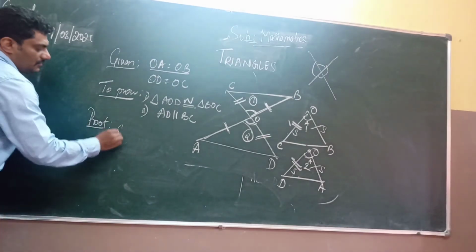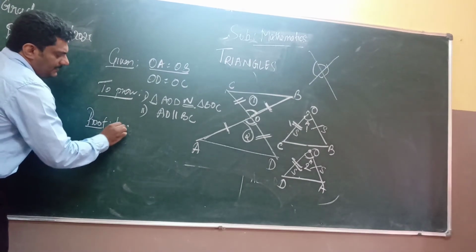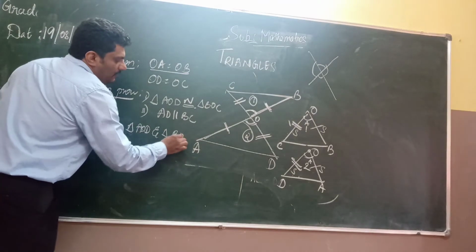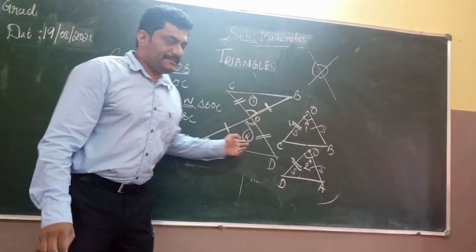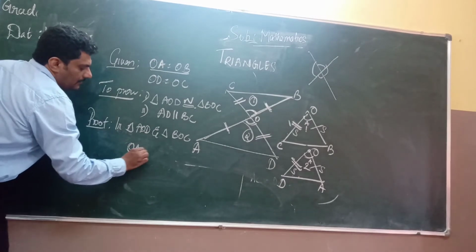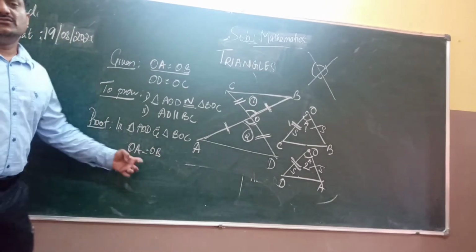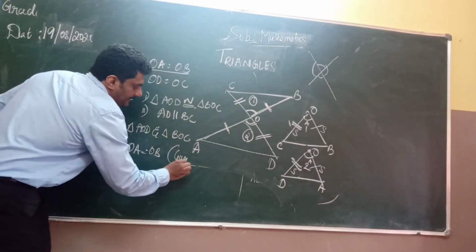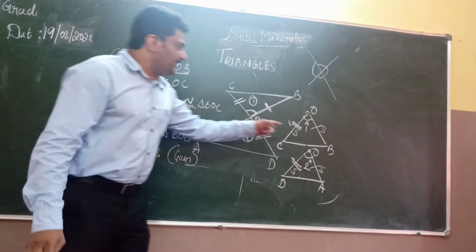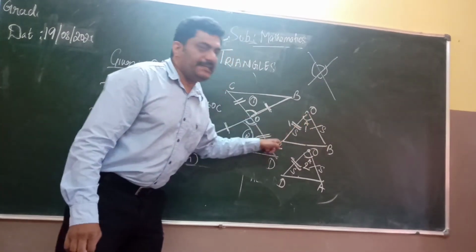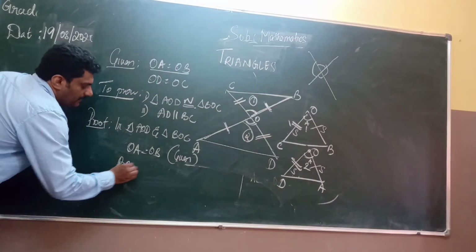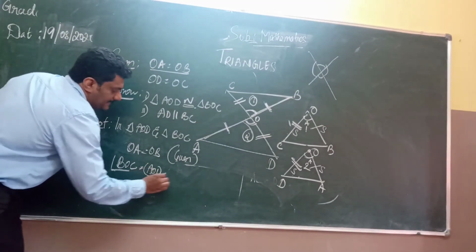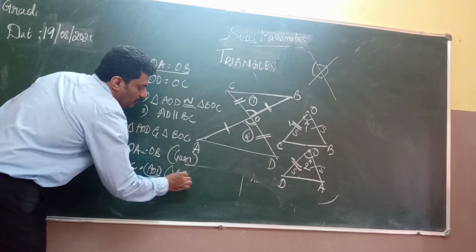You can start with OA in triangle AOD and triangle BOC. That means in these two triangles, OA is equal to OB. How do we know these two are equal? Because it is already given in the question. So in the bracket, write given. Now the next one we checked was angle BOC. Angle BOC is equal to angle AOD. Why are these two equal? Because those are vertically opposite angles.